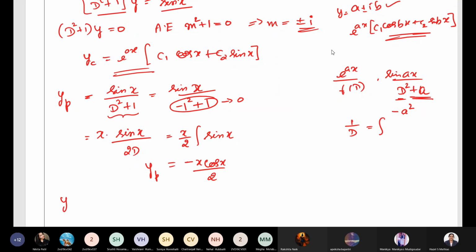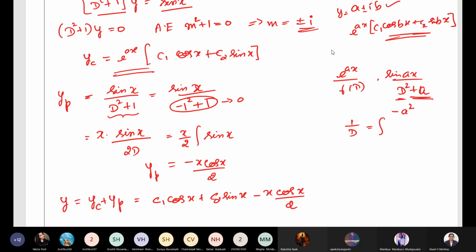So what is our final answer? y equals yc plus yp, where yc is c1 cos x plus c2 sin x, minus x cos x divided by 2. So this is our function.